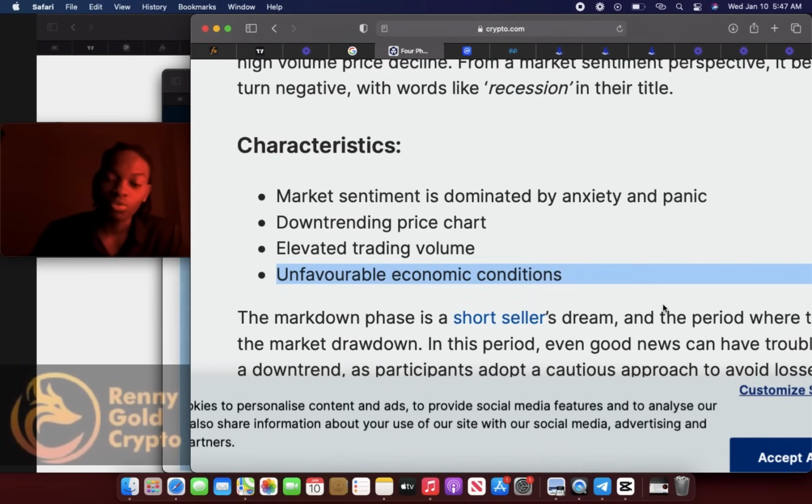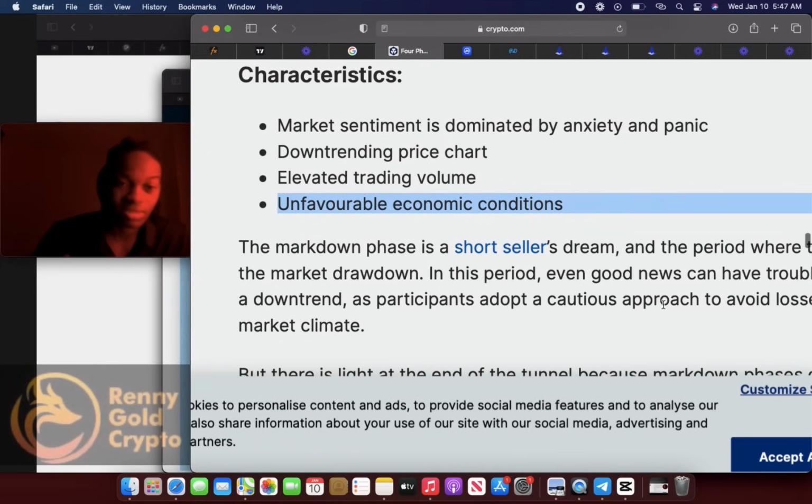So if you want to make money in this game, you need to understand a few things. During the markdown phase, you need to just understand one thing. You need to ask yourself, what kind of trader do you want to become? A long-term trader or a swing trader? I am a swing trader, okay, and this works best for me.